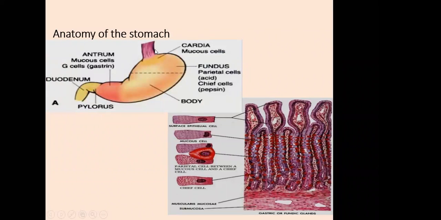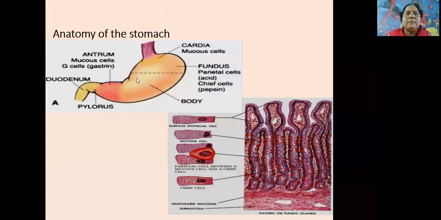So, this is the cardia where you find the mucosal cells, and the fundus where parietal cells which secrete acid and chief cells which secrete pepsin are present, and the body of the stomach, and the antrum, where mucosal cells and G cells which secrete gastrin are present, and we have the pylorus, and of course it continues with the duodenum.